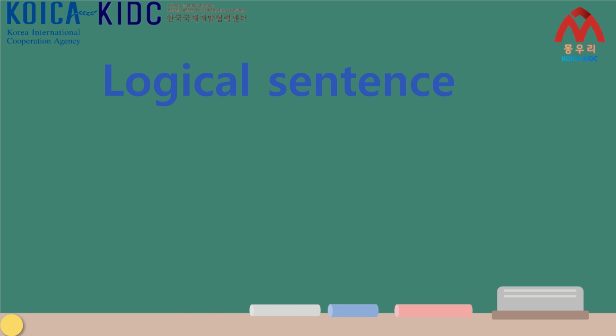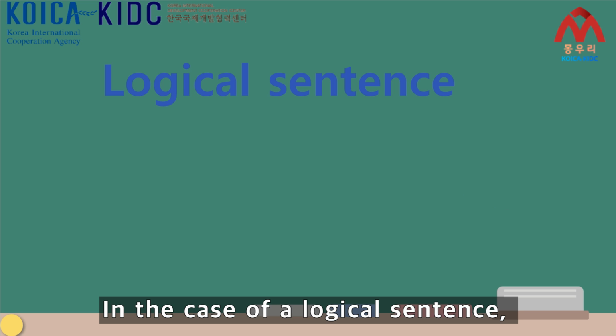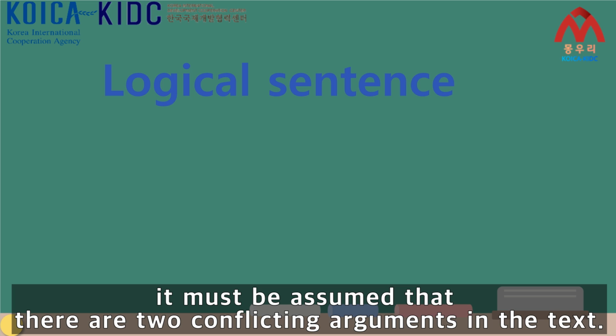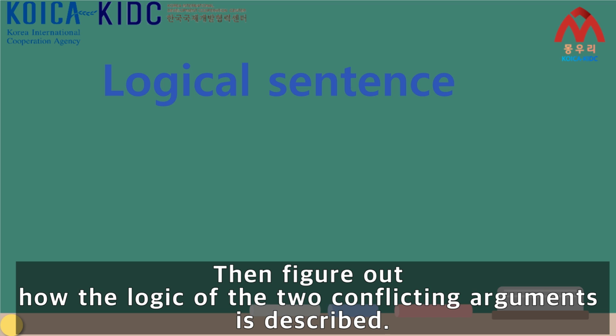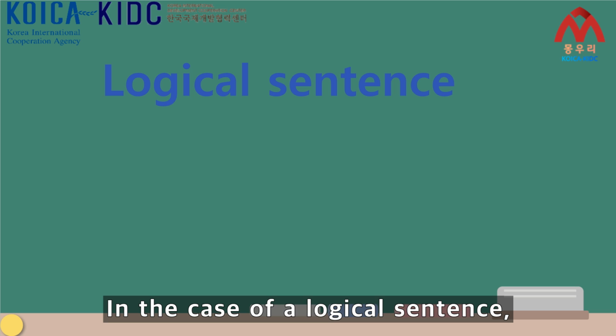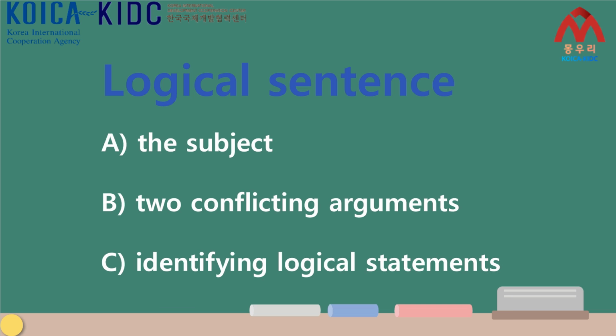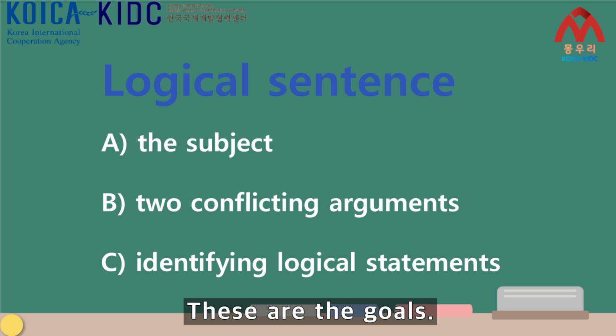Logical sentence. In the case of a logical sentence, it must be assumed that there are two conflicting arguments in the text. So, we need to read which two conflicting arguments come from one subject. Then, figure out how the logic of the two conflicting arguments is described. In the case of a logical sentence: A. The subject, B. Two conflicting arguments, C. Identifying logical statements. These are the goals.